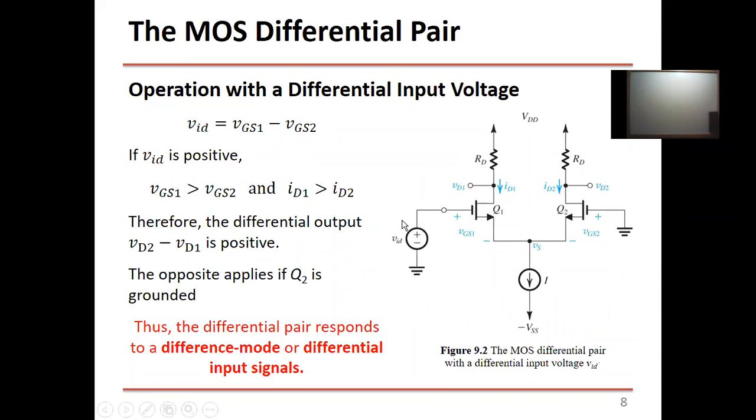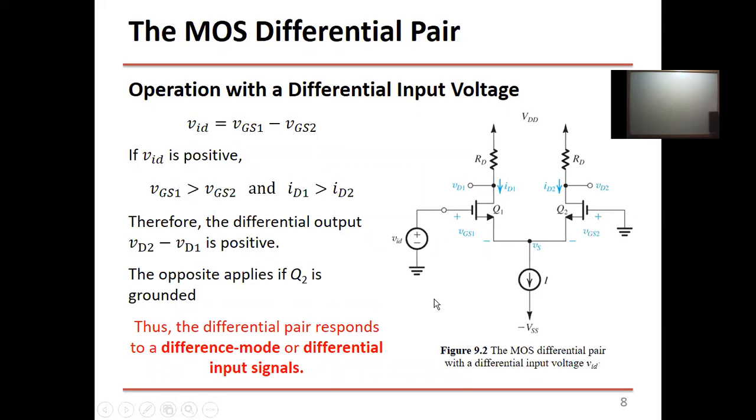And this is why we call this Vid, differential. You basically connect the signal between this terminal and this terminal, because this is ground, this is ground. So this means the source is connected between the two inputs, okay? So the first advantage is that this configuration will reject the common mode signal and will respond to and amplify the differential input signal, okay?